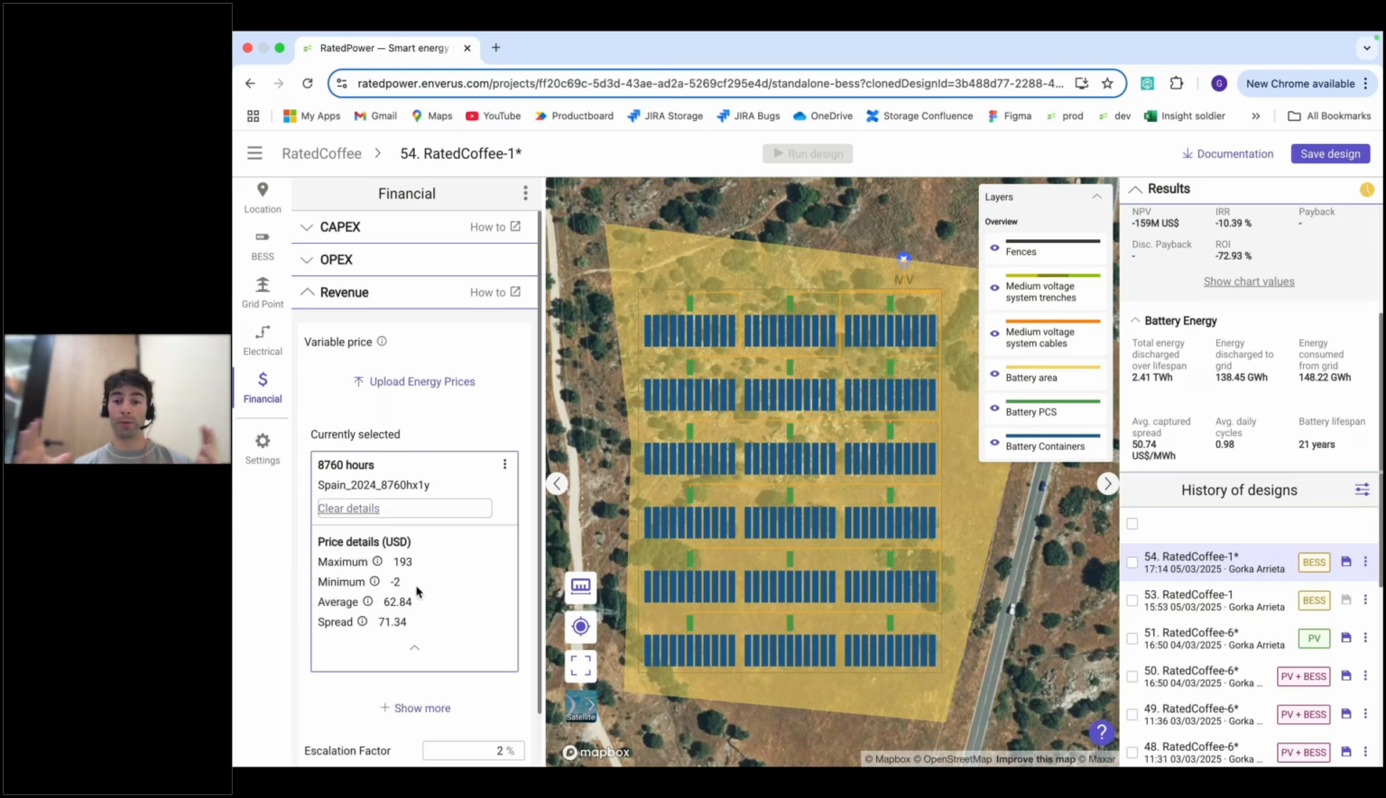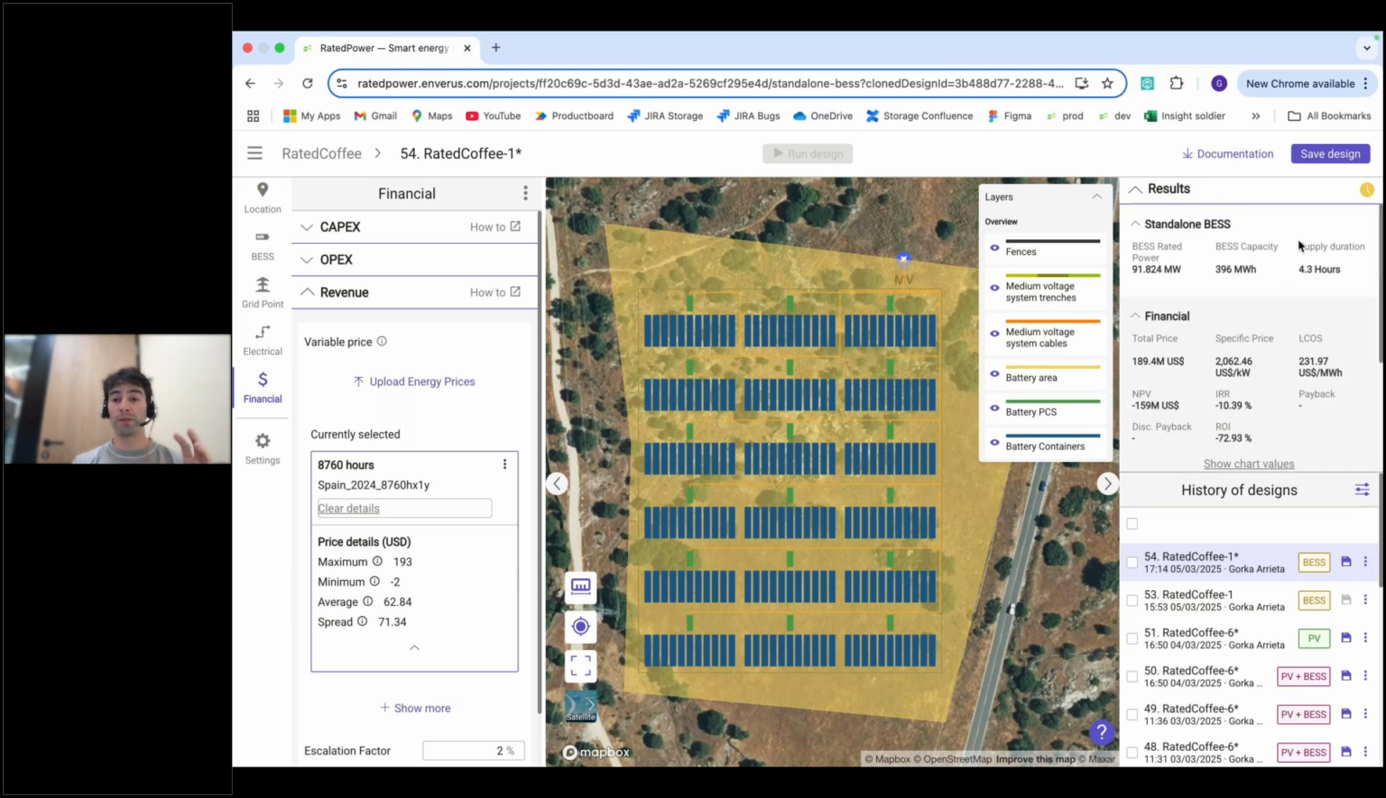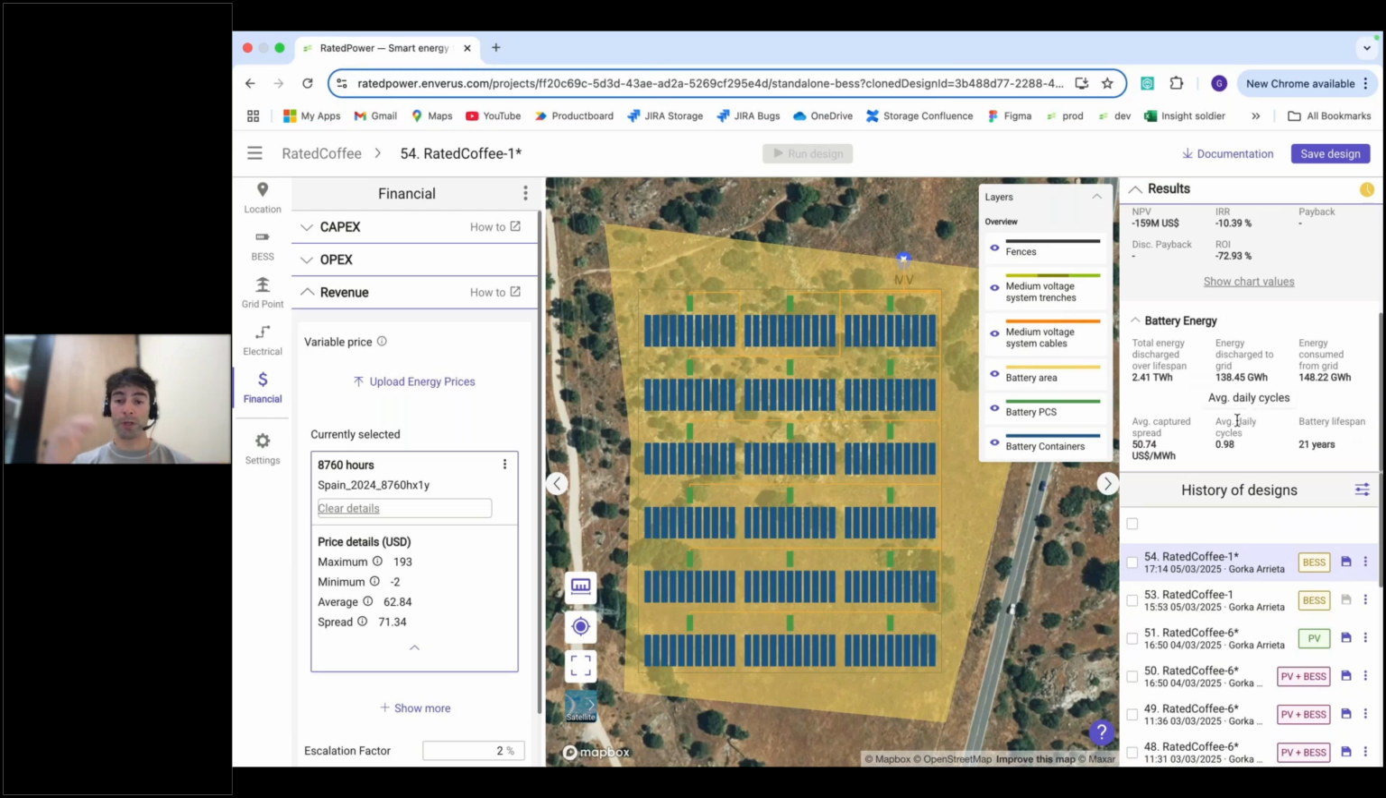We are able to capture 50.74, which is quite all right, considering the runtime efficiency that we have, and that we have more than one supply hour duration. The average daily cycles that we've done at the end of the year, and the battery lifespan. So with the degradation and the end of life that we've defined, the battery runs for 21 years before being unavailable.